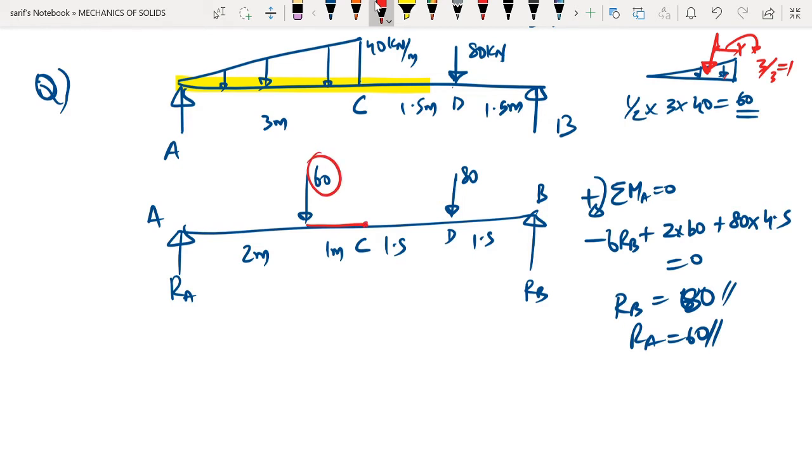Now this is the equivalent diagram for this particular case, and now what we will do is, we will take moment about the point A. So if we take moment about the point A, we will be getting the value of RB as 80 kilonewton and RA as 60 kilonewton. So RA is 60 and RB is 80. So this is the starting point of our analysis.